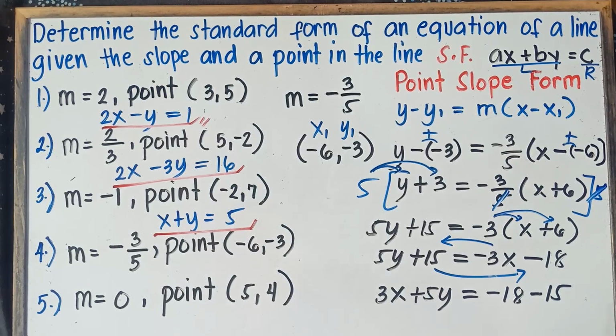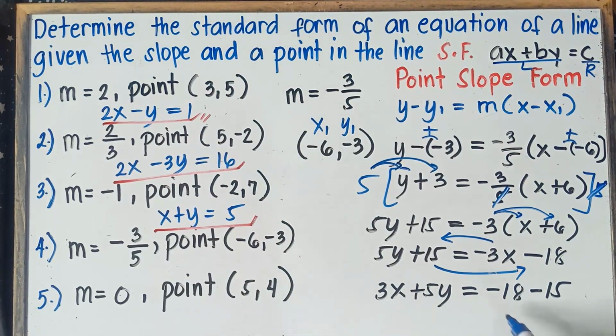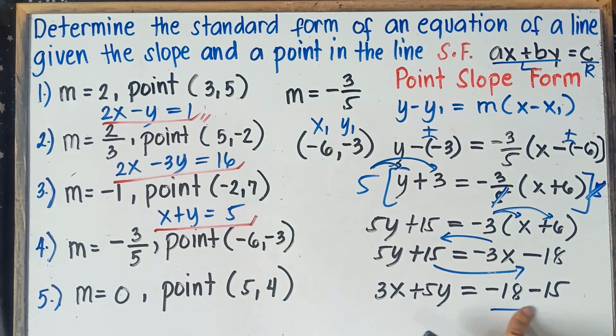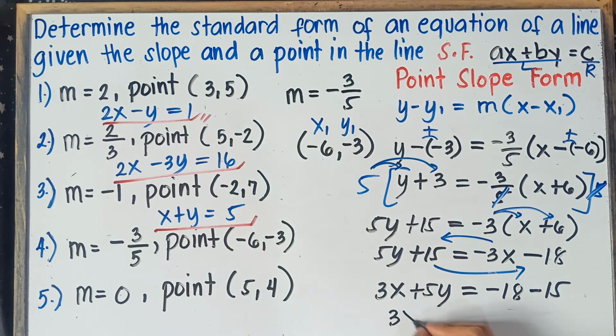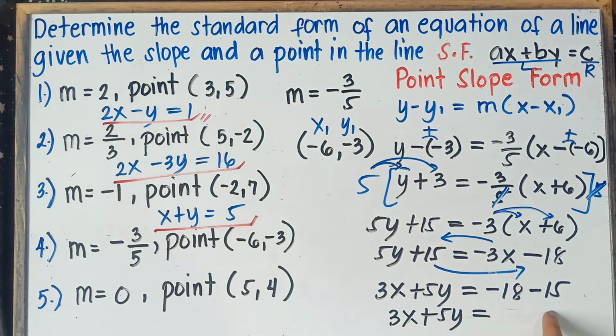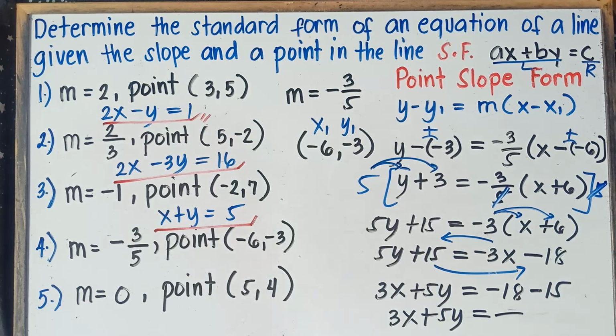Alright, almost done class. Simply combine this one. We can combine this one, all numbers. So copy 3x, copy positive 5y, copy equal sign, both negative. Simply copy the sign, simply add the numbers. 18 plus 15, that would be 33. So that would be negative 33.